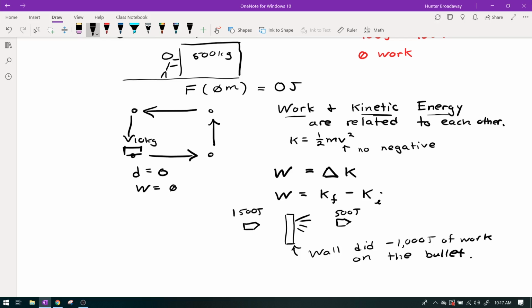And the change in kinetic energy can be negative and the change in kinetic energy can be positive, but kinetic energy by itself can't be negative. What this means is that the wall just made a deficit of energy on the bullet, which makes sense because it lost 1,000 joules of energy. If it loses 1,000 joules of energy, it goes from 1,500 joules to 500 joules. Then that's going to be negative 1,000 joules of work on the bullet itself. Okay? Does that kind of make sense? You okay with that? Okay. Good.